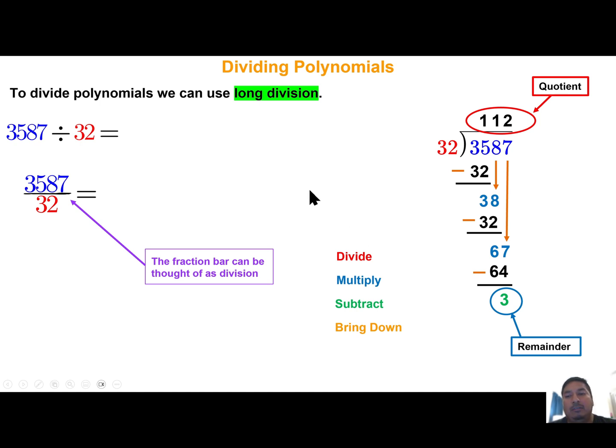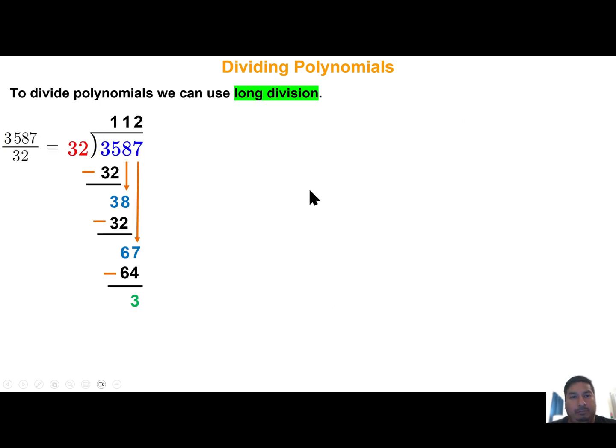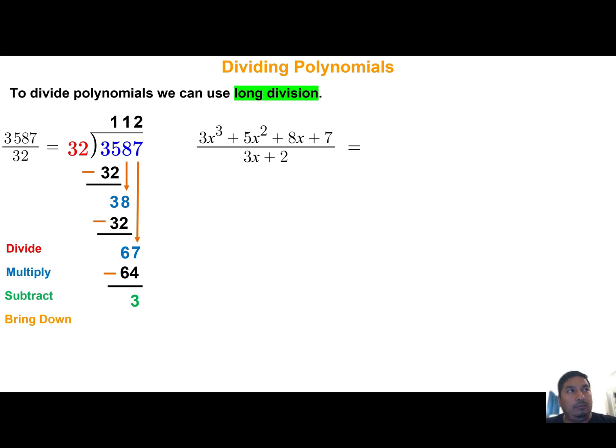All right. We use the same process to divide polynomials. I'm going to leave this up here so that we can see that it's still the same steps: divide, multiply, subtract, and bring down when working with polynomials. Okay, so let's divide our polynomials.